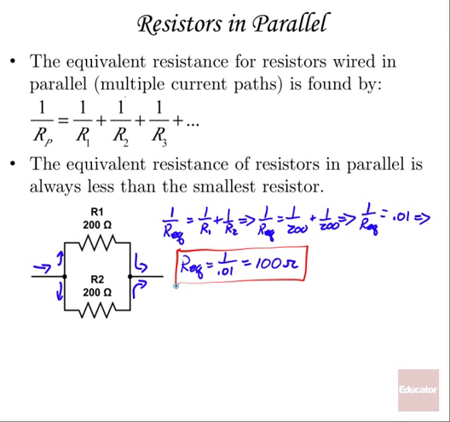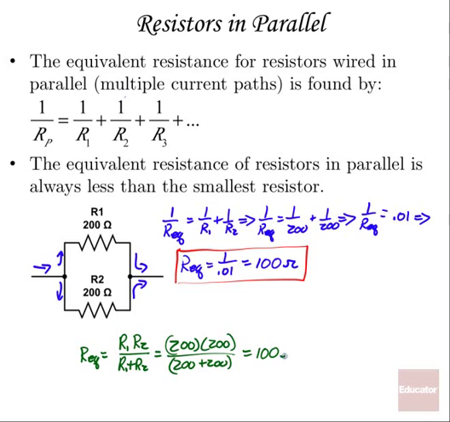resistance. Now that's a lot of work, but there's a trick. If there are only two resistors in parallel, here's a shortcut formula. R equivalent, which only works if you have two resistors, is R1 times R2 over R1 plus R2. So in this case, it would be 200 times 200 over 200 plus 200, which is going to give you, again, 100 ohms. The previous equation always works, however many resistors you have in parallel. This one is only good when you have two resistors.